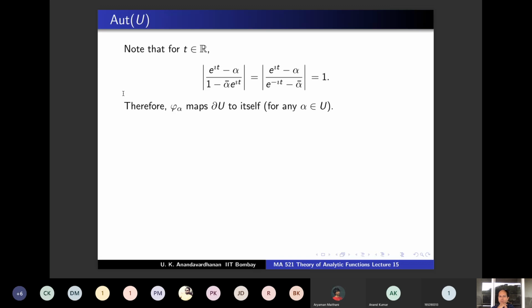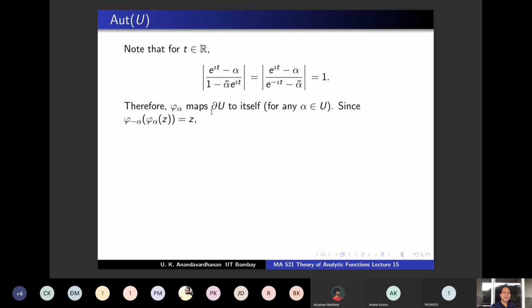So now what did we prove? We proved that phi alpha of boundary of U is contained in boundary of U, and from that you can conclude that phi alpha of boundary U is equal to boundary of U. From containment you can conclude equality because of this identity that we know: phi minus alpha composed with phi alpha is the identity, right?